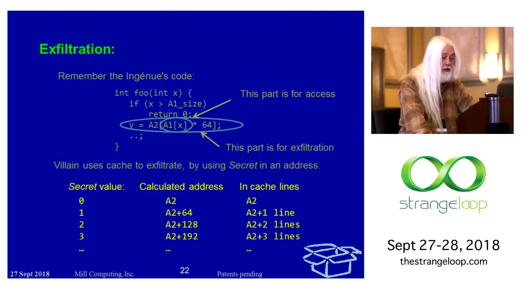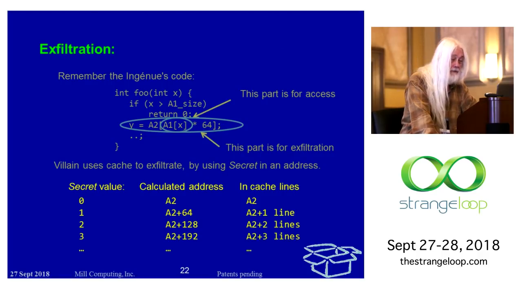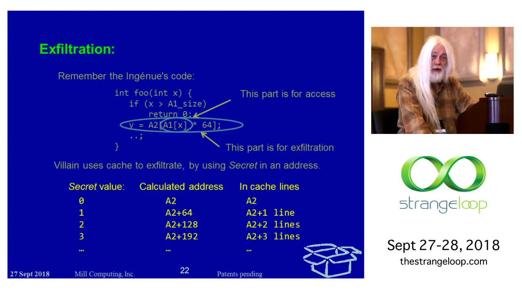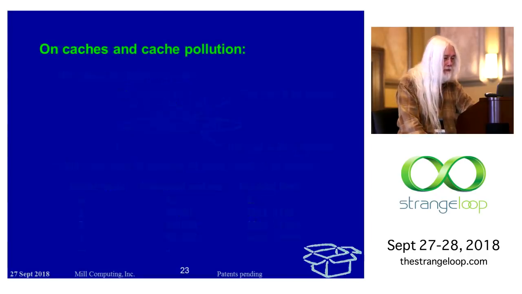In terms of cache lines, instead of bytes, if the secret is 0, it'll go to the line that contains A2. If the secret is 1, it'll go to the next line after the line that contains A2, or plus 1 line and plus 2 lines, and so forth.